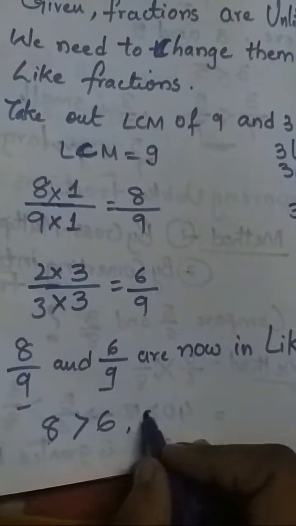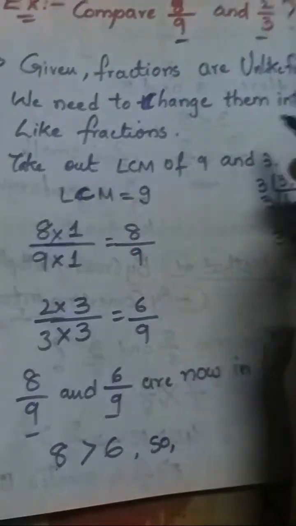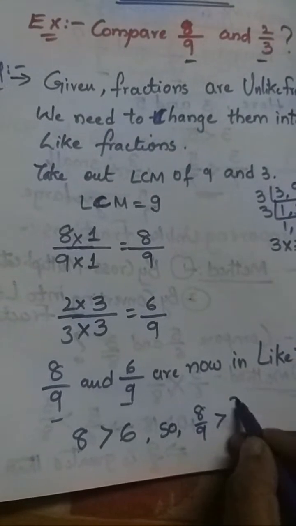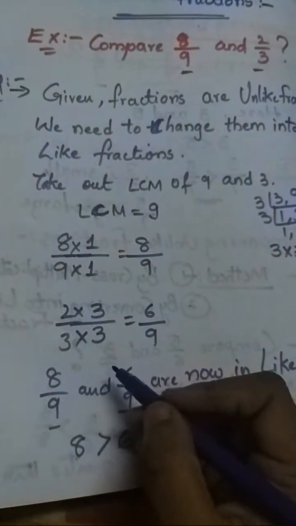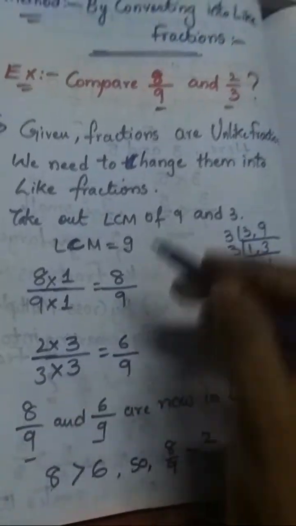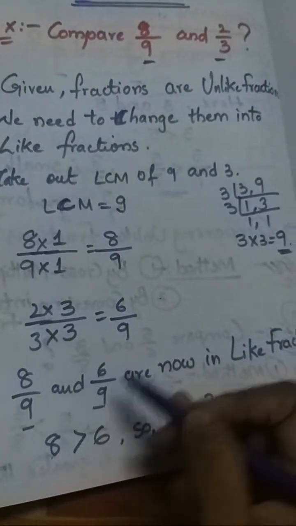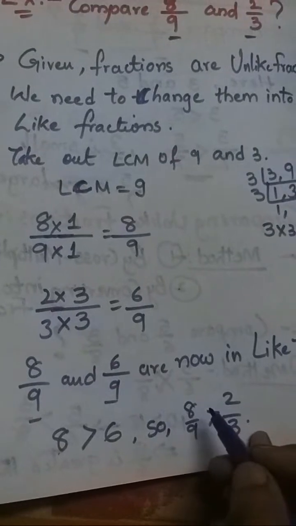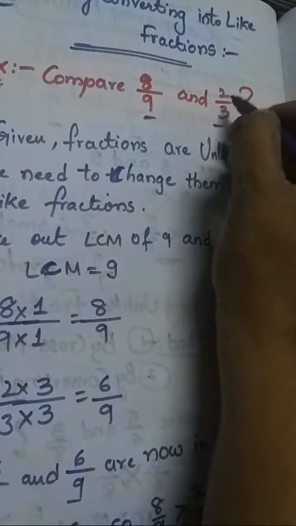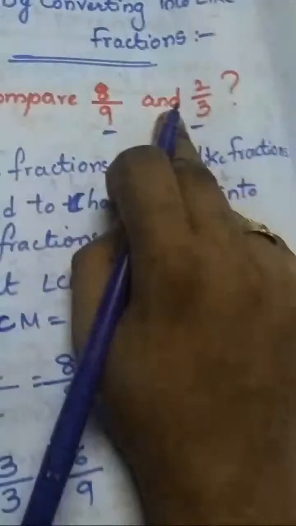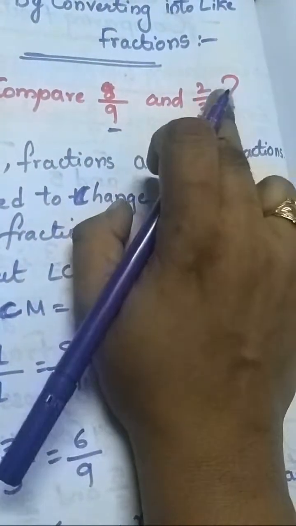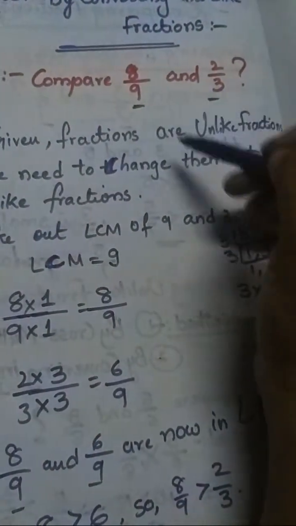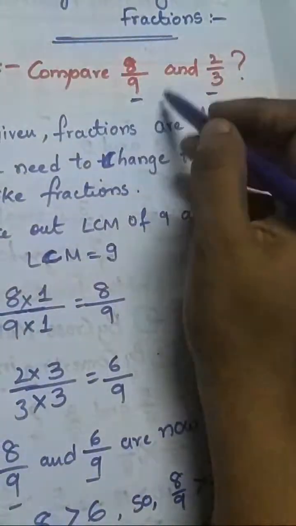So 8 by 9 means which value? This one is greater than this one. 8 by 9 is greater than 2 by 3. Okay, 8 is greater than 6. So which one is greater? In the given question, 8 by 9 and this one is 2 by 3. The actual given number is 2 by 3. So 8 is greater than 6, and 8 by 9 is greater than 2 by 3. Comparing this, we have 8 by 9 is greater than 2 by 3. By using this second method, we have converted the unlike fractions into like fractions. After that, we have compared the numerators.